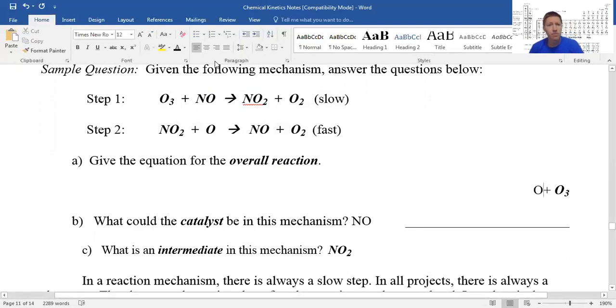I don't know what's on the wrong side there. Oh well. Anyway, this would be the reactant. These are the 2 things that are actually going to be left over, and our product is 2 O2s.